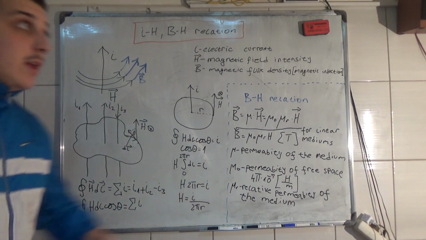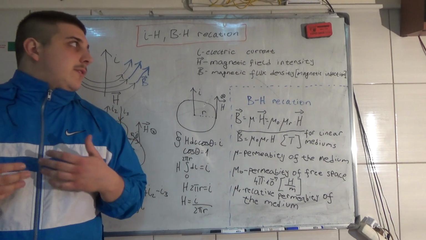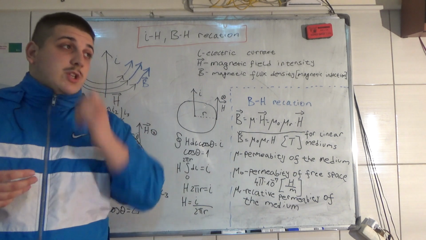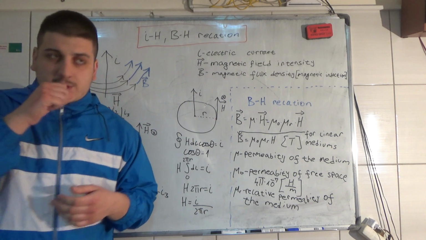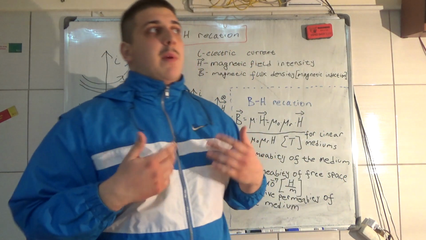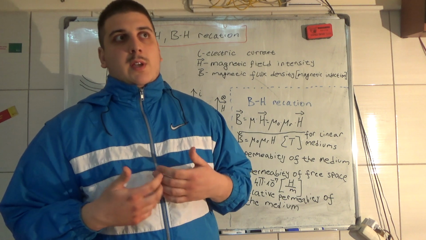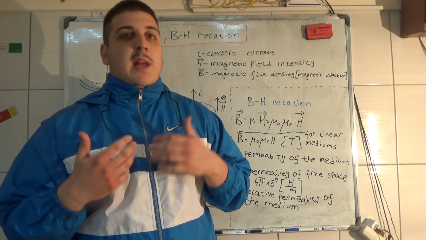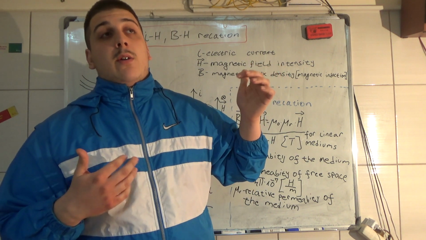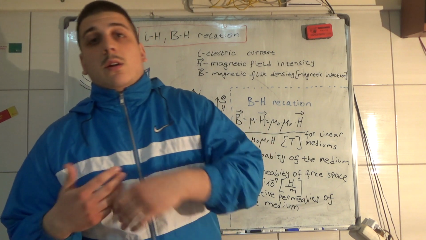Hello and welcome to my new lecture where I'm going to show you the first major chapter in learning of electric machinery. So the first chapter of learning electrical machines is magnetic circuits. Now you see the title of my video is Magnetic Circuit 1, IH-BH relation. In this course I'm going to do the theory of magnetic circuits and I'm going to do examples.